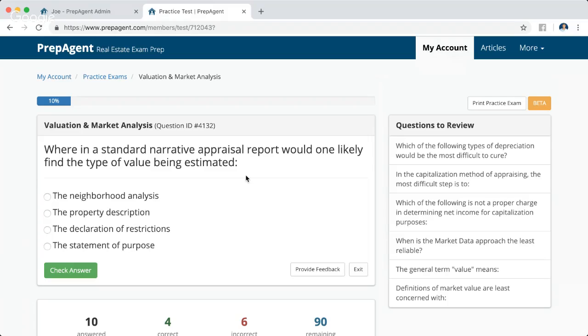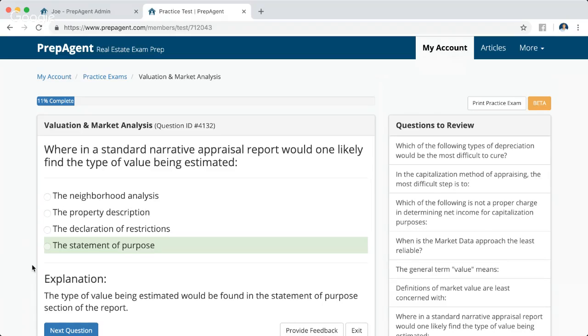Where in a standard narrative appraisal report will one likely find the type of value being estimated? A, the neighborhood analysis, B, the property description, C, the declaration of restrictions, or D, the statement of purpose. D, statement of purpose.